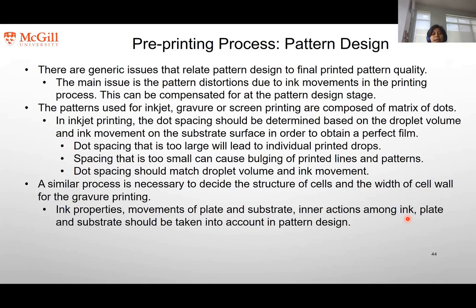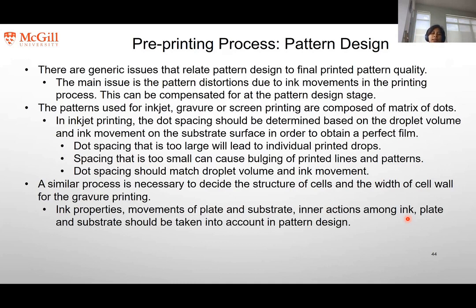In inkjet printing, we need to determine what the dot spacing should be. If the dot spacing is too large, then we will get individual drops of ink, but they won't be connected. And if the dot spacing is too small, then the dots will overlap, which will cause a bulging of the printed line, which will reduce the uniformity and reduce the device performance. So the dot spacing we have to choose depends on the ink movement and the droplet volume. So this is very important.